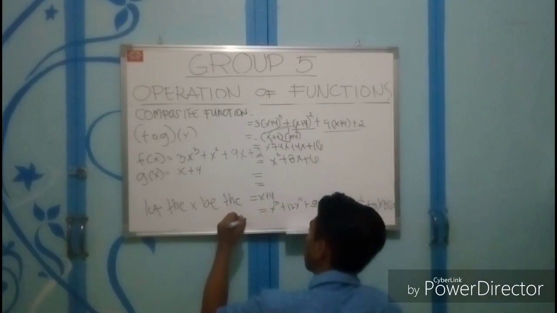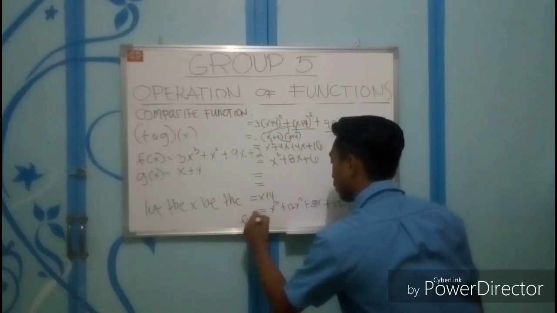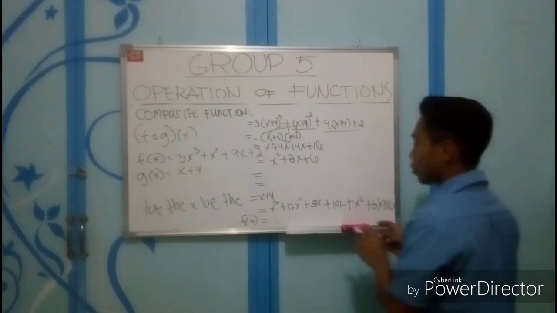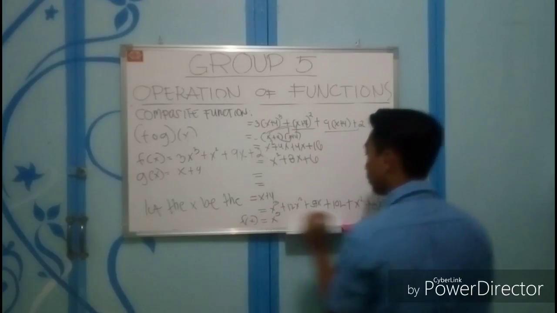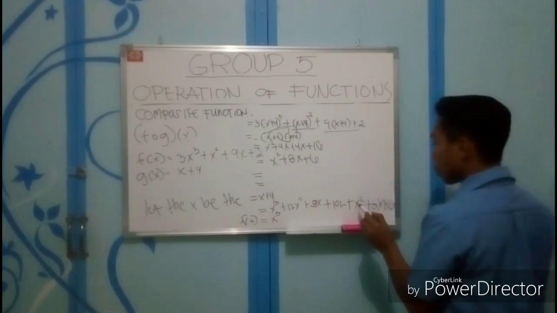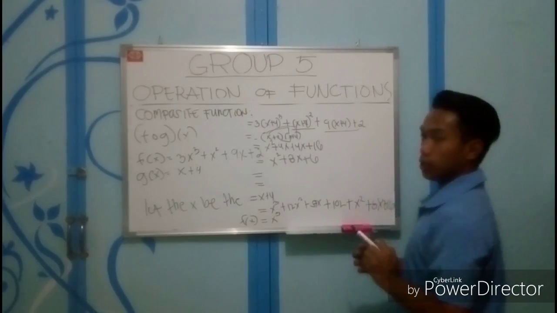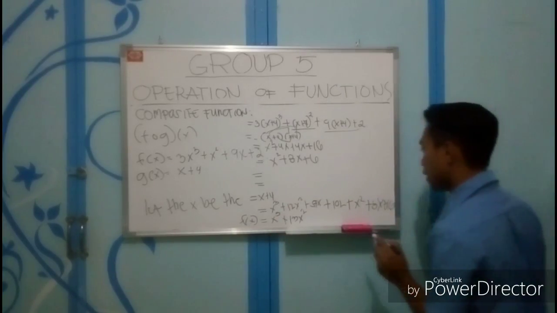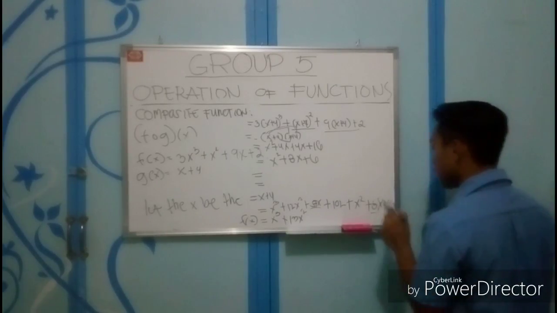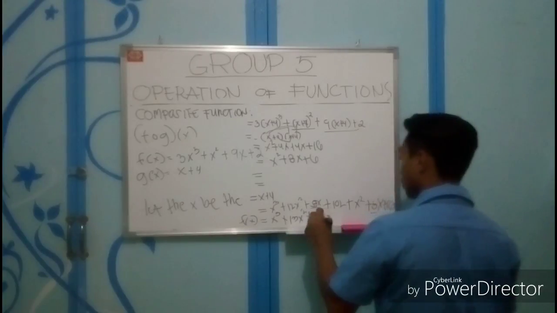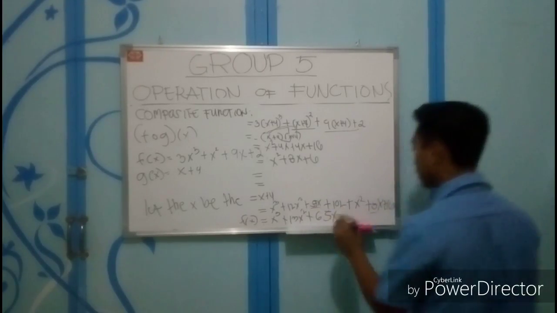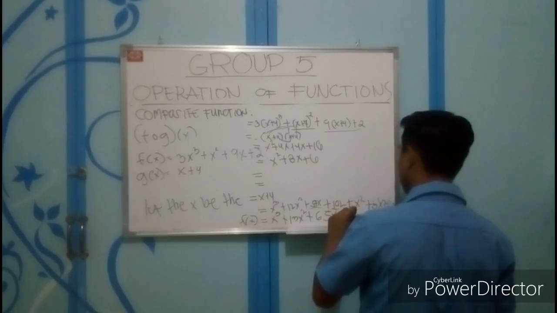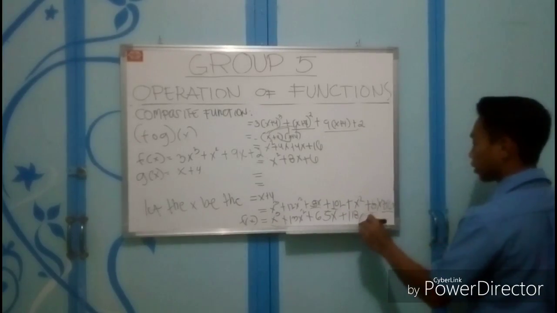So the final answer is this. Since x cubed has no like terms, we can copy this x cubed. Then 12x squared plus x squared, we can add them, so we get 13x squared. Then 57x plus 8x, we can add them, it will be 65x. Then the whole number 102 plus 16 is equal to 118. So this is our final answer.